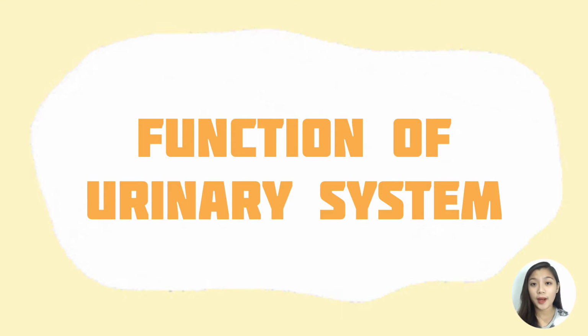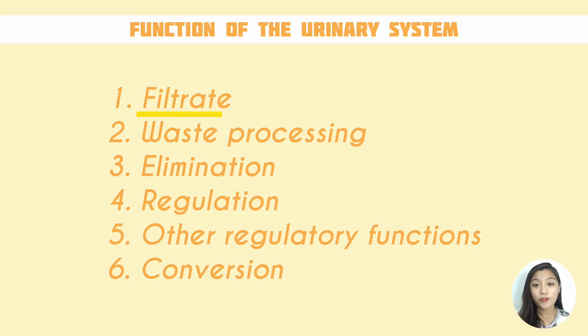First, let's talk about the different functions of our urinary system. First is the filtrate. Every day, the kidney filters gallons of fluid from the bloodstream. Second is the waste processing. The kidneys then process this filtrate, allowing waste and excess ions to leave the body in urine, while returning needed substances to the blood in just the right proportions.